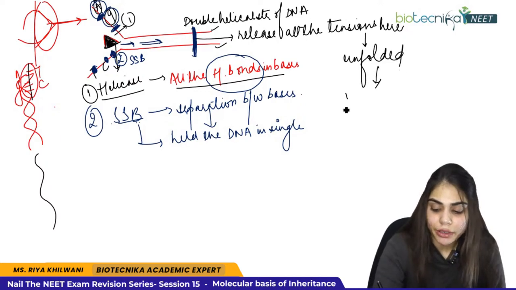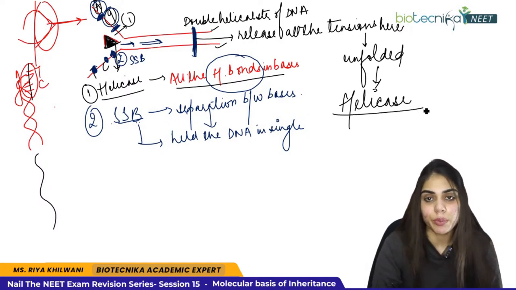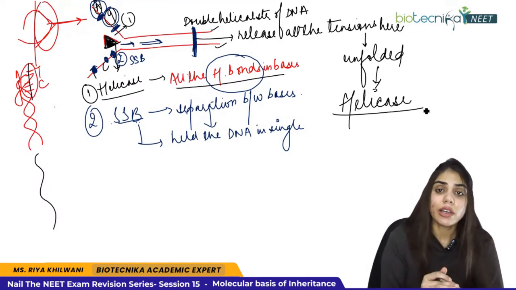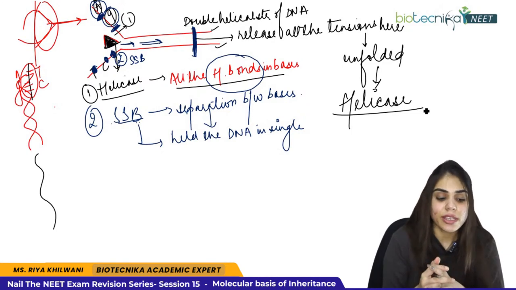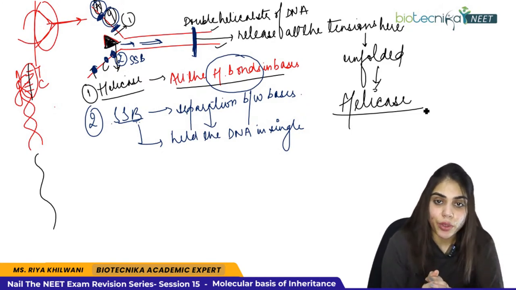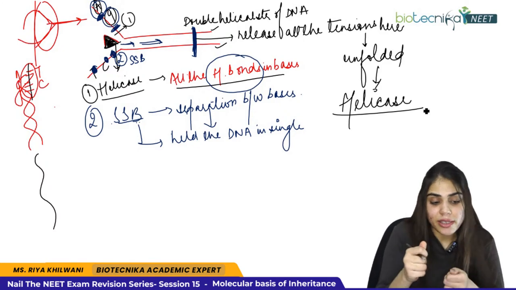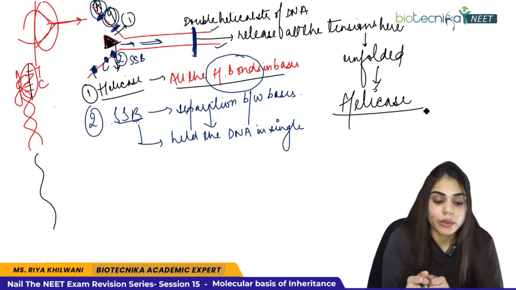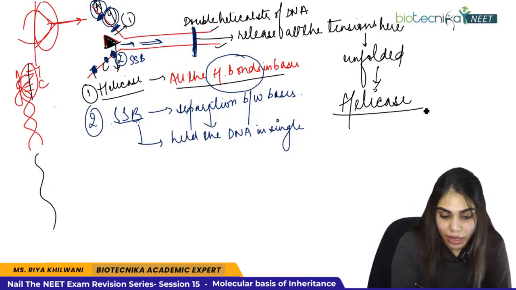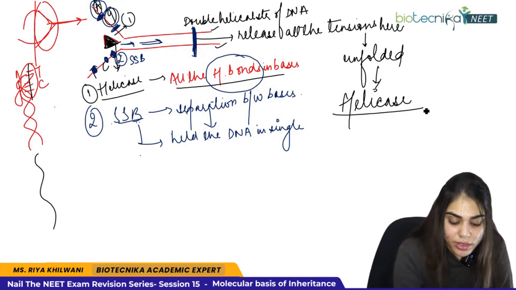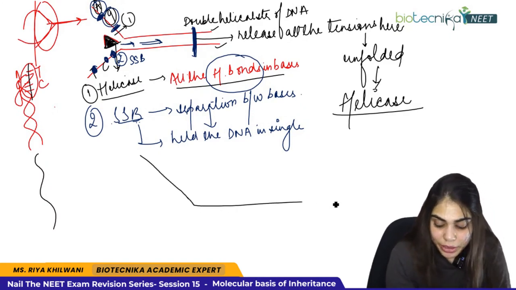Helicase will bind to it. It will break all the hydrogen bonds in between, and to prevent further pairing between these bases, single-stranded DNA binding protein will bind so that these strands do not pair up again. So now what will happen? Now starts the process of DNA replication.